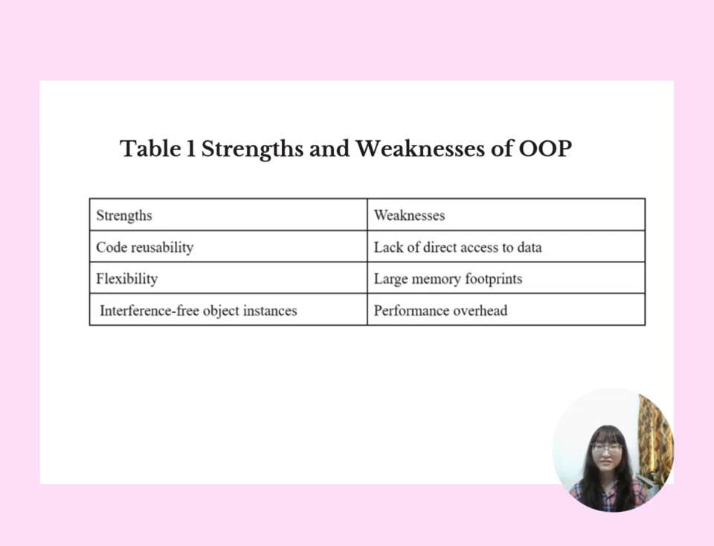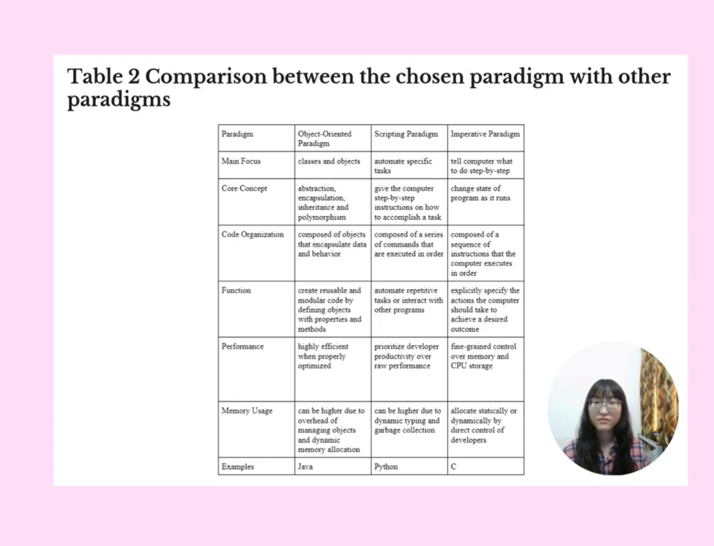The third weakness is performance overhead in terms of memory usage and execution speed. The reason is objects are created and destroyed dynamically during program execution. This involves allocating memory for the object, initializing its state during creation, and deallocating memory when the object is no longer needed. Now we make a comparison between our chosen paradigm and other paradigms.